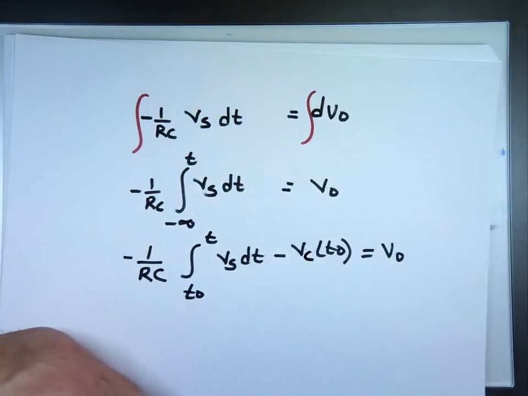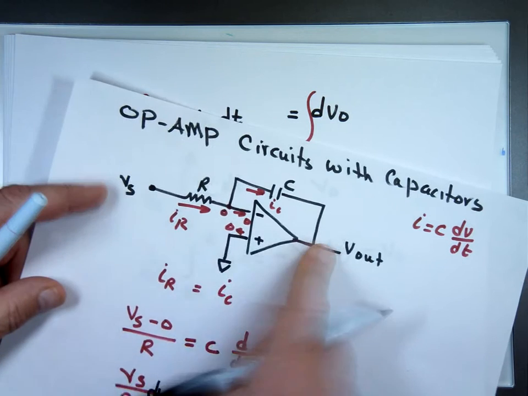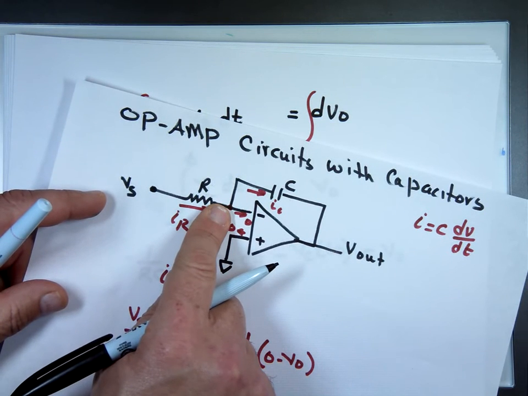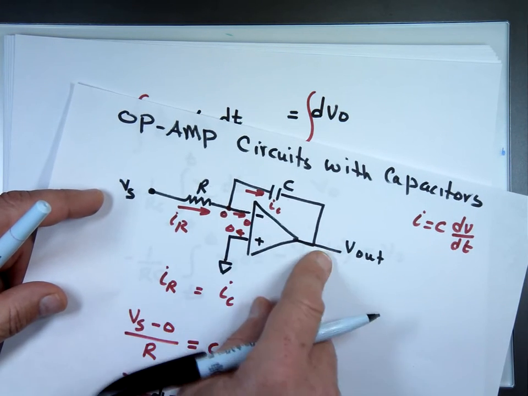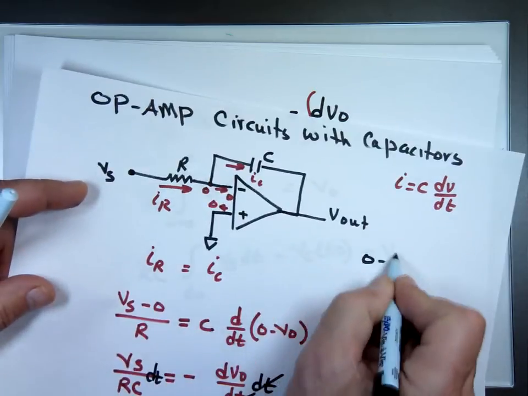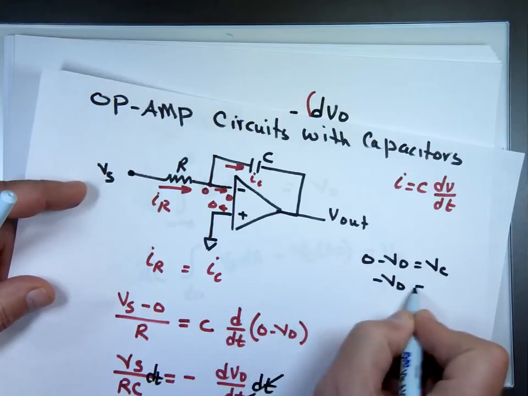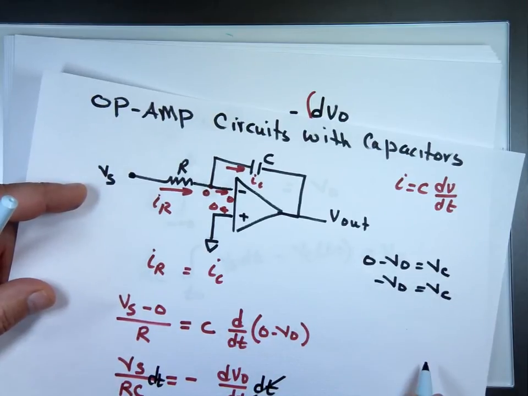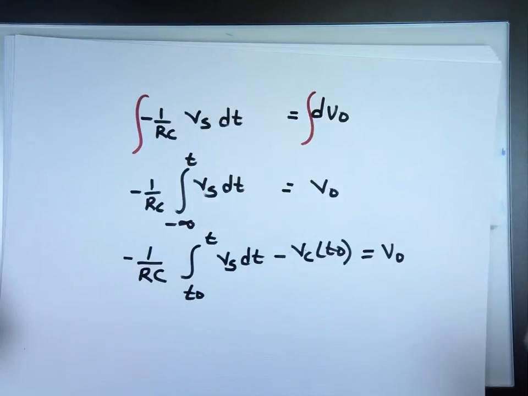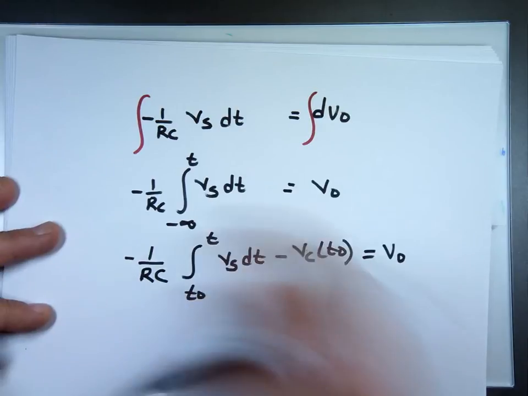Again, going back to that picture, what's V out? It's zero minus, zero minus V out is Vc. So negative V out is really Vc. So that's the equation actually for the voltage.